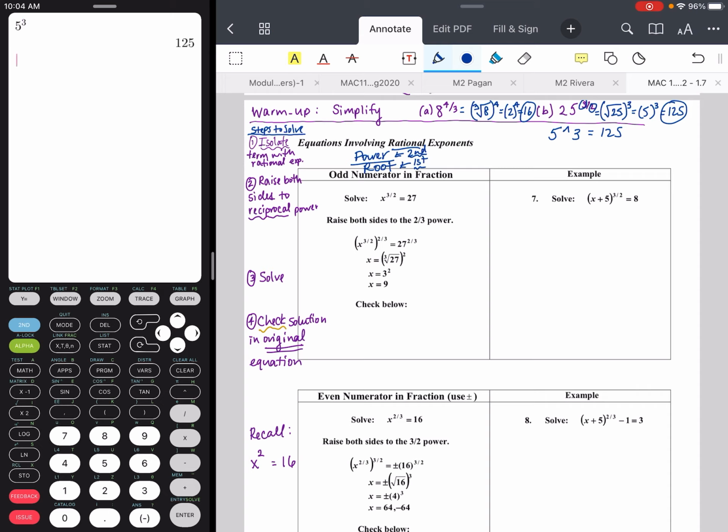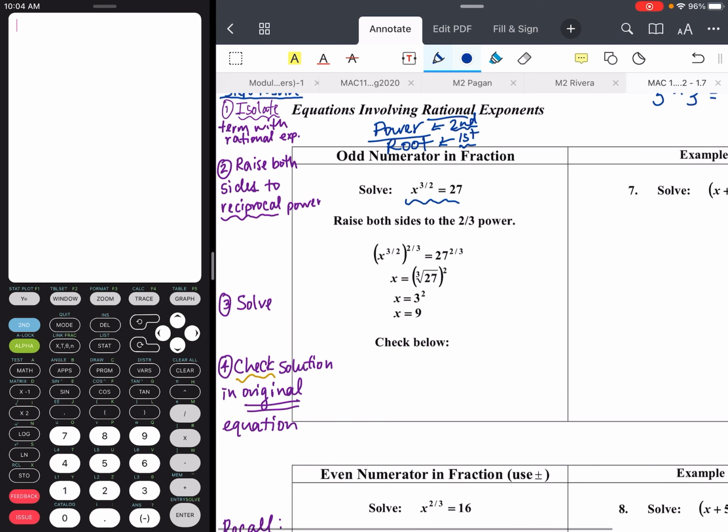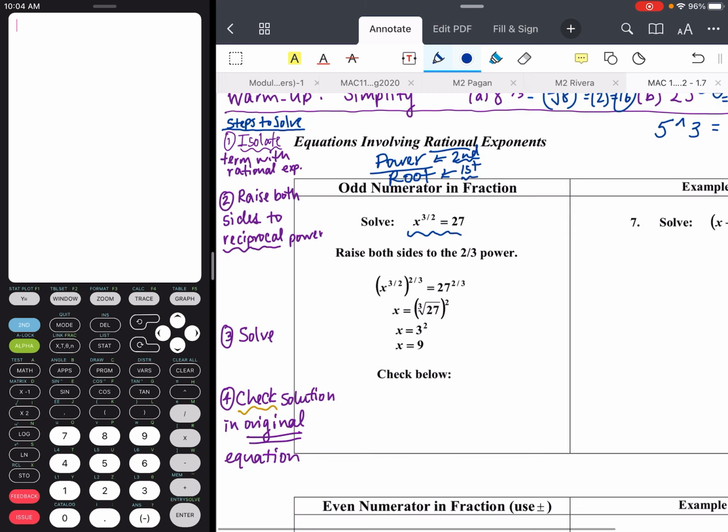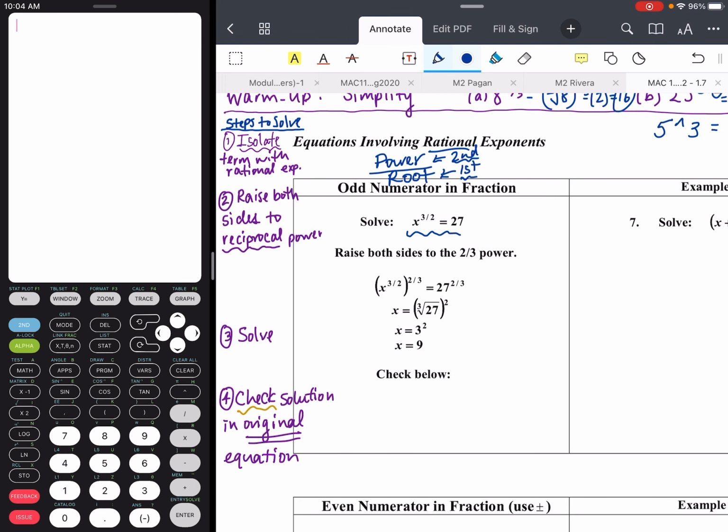All right, so what we're going to be looking at are equations like this guy, over in the top left, x to the power 3/2 equals 27. So we want to solve this for x. And over here on the left, I wrote out our steps to solve. So the first step is to isolate the term that contains the rational exponent. And this is already done. So if we had x to the 3/2 and then minus 5 equals whatever, we would add 5 to both sides to isolate that term. But ours is already isolated in this equation, so we don't need to worry about that.